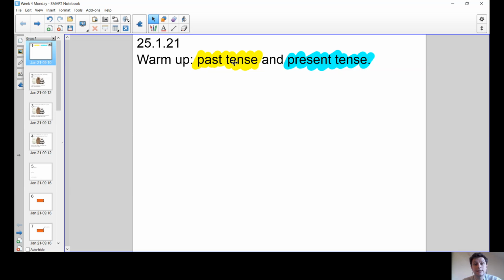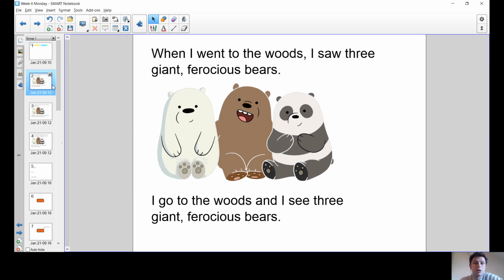Past tense is a sentence where it sounds like something has already happened. The past is history, things that have already happened. Present tense means something that is happening now. For our warm-up, we're going to look at two sentences at a time. One of them is going to be written in the past tense, and the other in the present tense. I want you to figure out which is which, and I'll talk about how you can tell. Let's look at our first one.